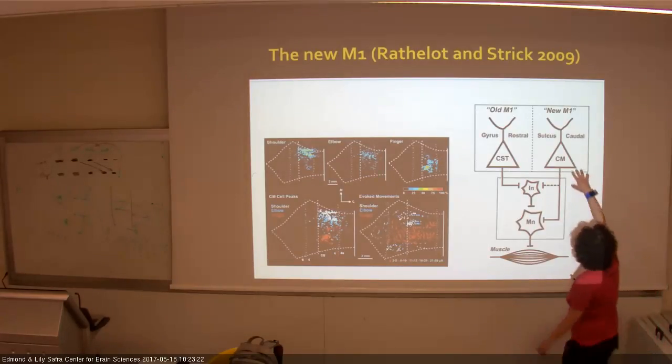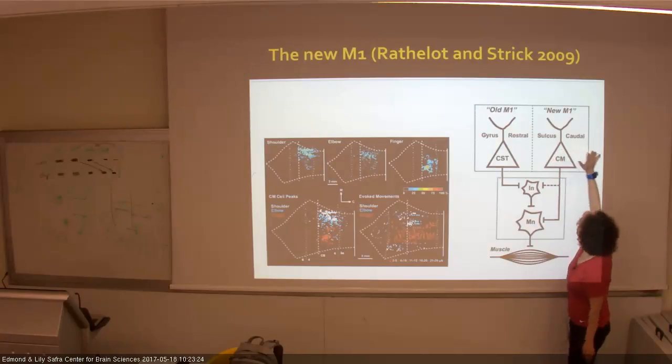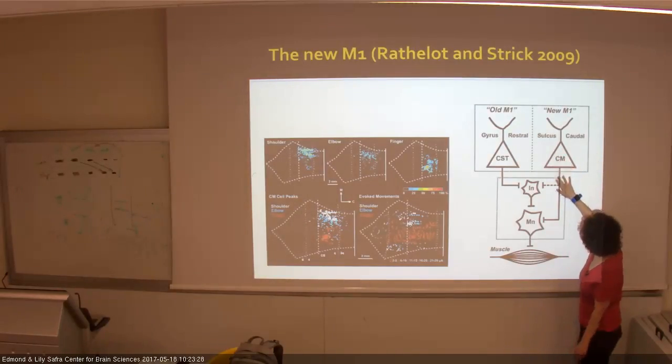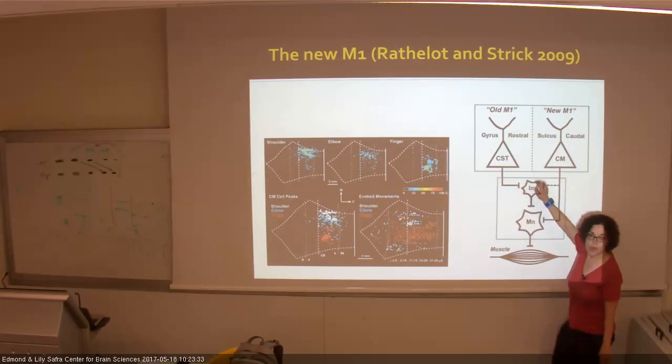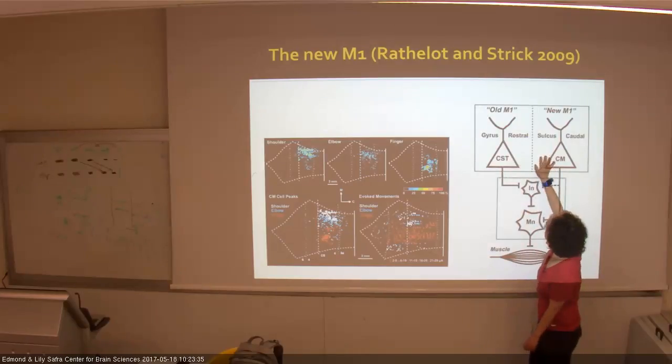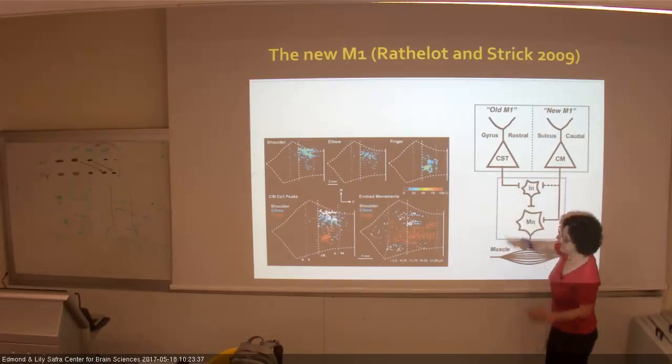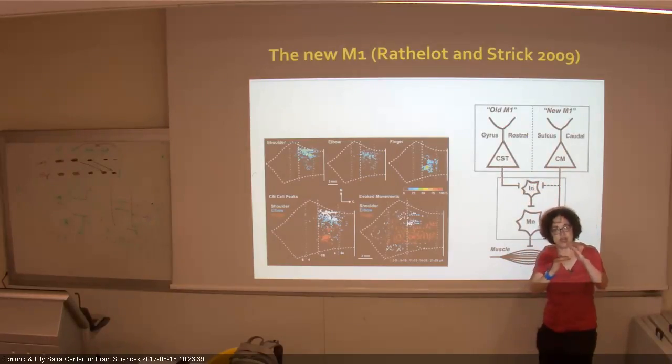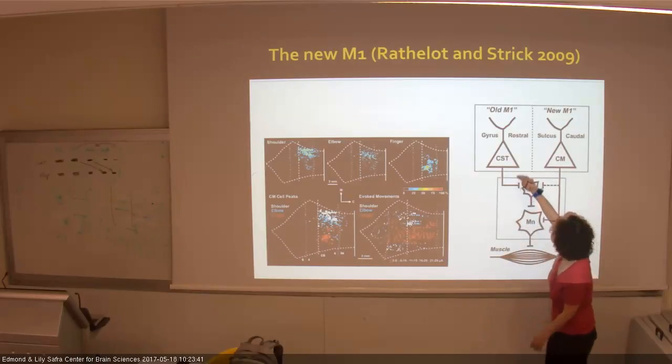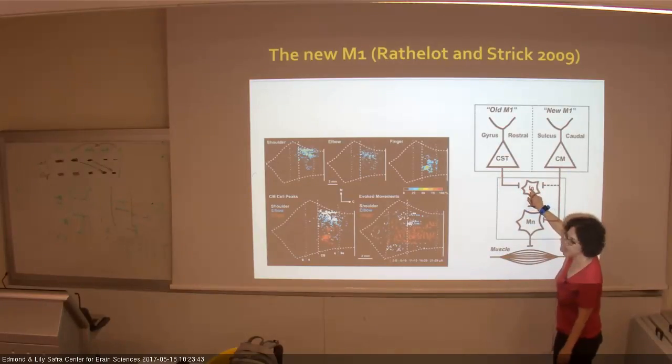And what he called it is the new M1. The new M1 contains most of the cortical motor neuronal cells that innervate motor neurons and to some extent interneurons, while the old M1 has mostly impact on interneurons. And the old M1 is on the lateral surface of the motor cortex.